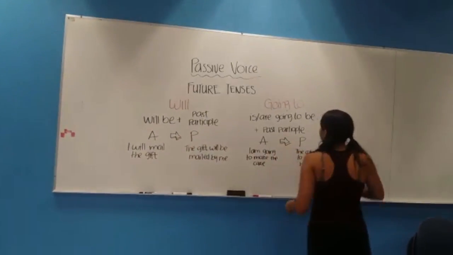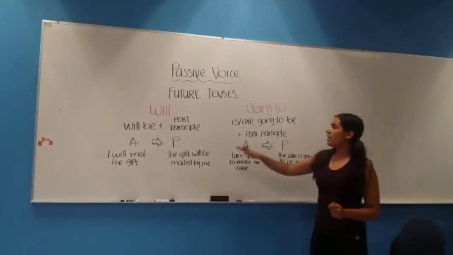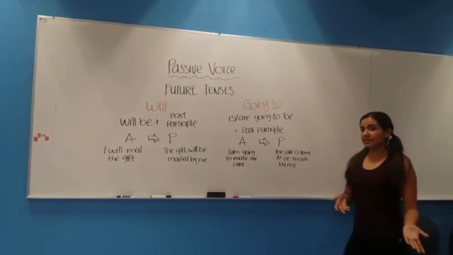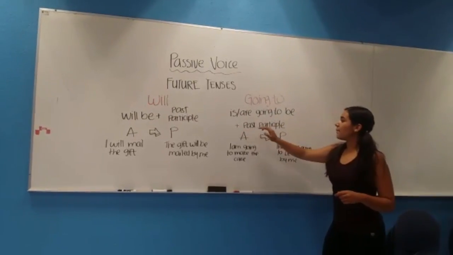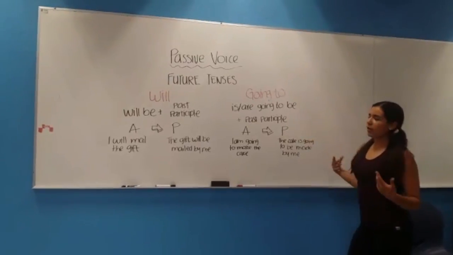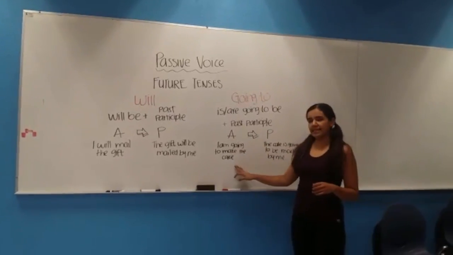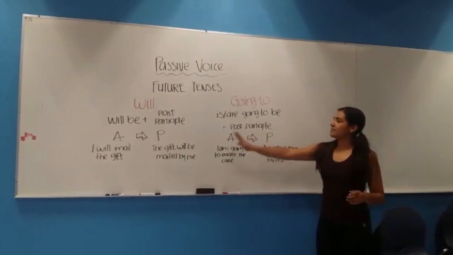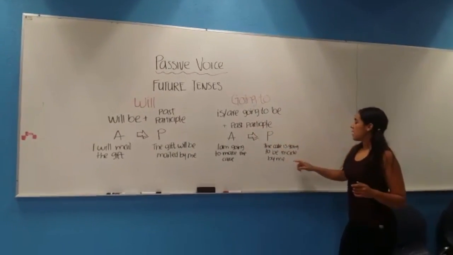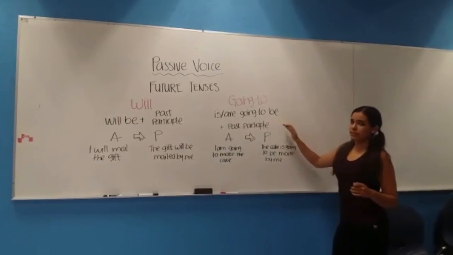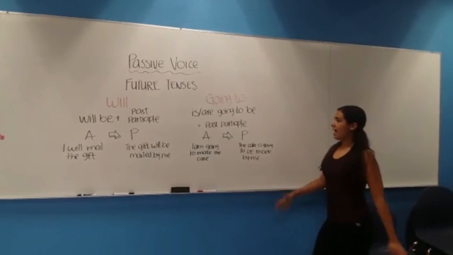And then I'm going to present going to. First is the subject, always plus is or are depending on the subject, plus going to be, plus the verb in past participle. This is the example. From active: I am going to make the cake. To passive: The cake is going to be made by me, because the verb make changes to made in past participle. That is the complement, and that's all.